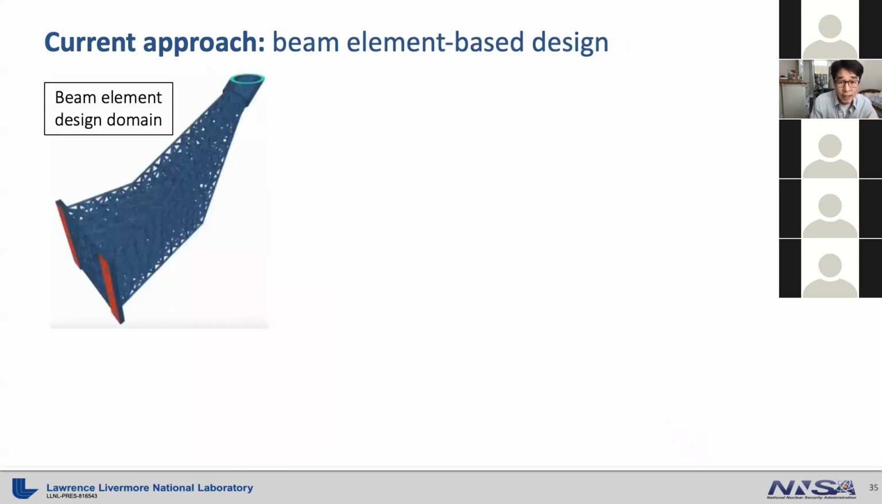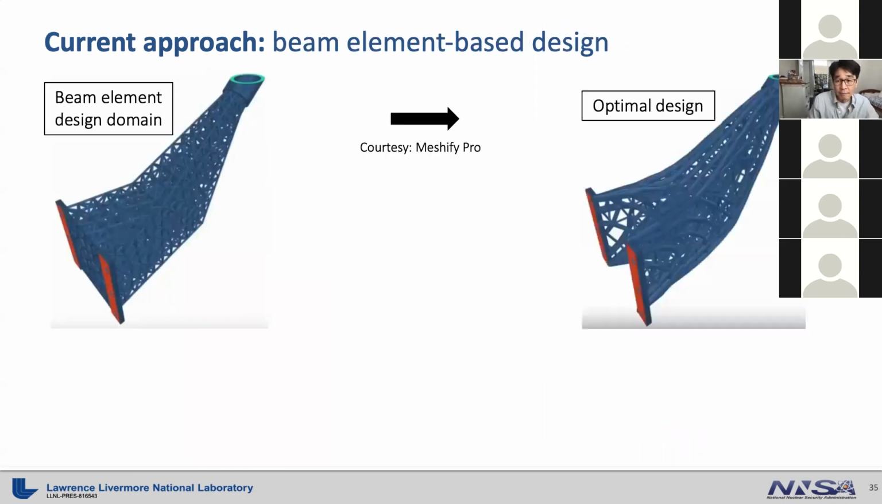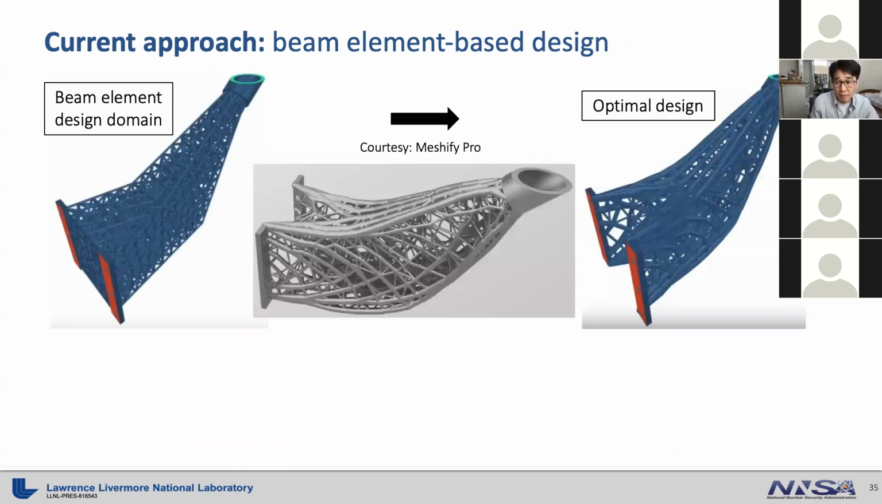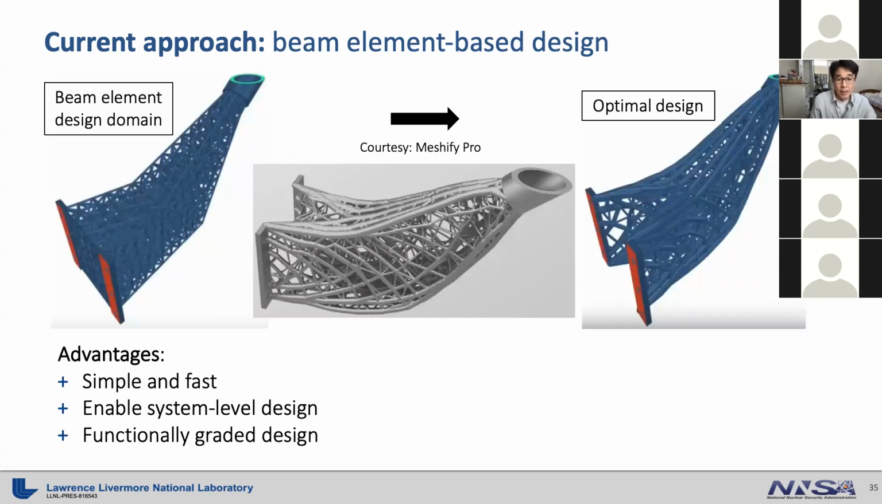Alternatively, one can model each lattice component with beam elements, right? Then through the design optimization process, one can get rid of unnecessary beam components to minimize the weight and maintain the necessary strength with minimum weight. Here is a picture of the 3D printed design. You can manufacture it using 3D printing.